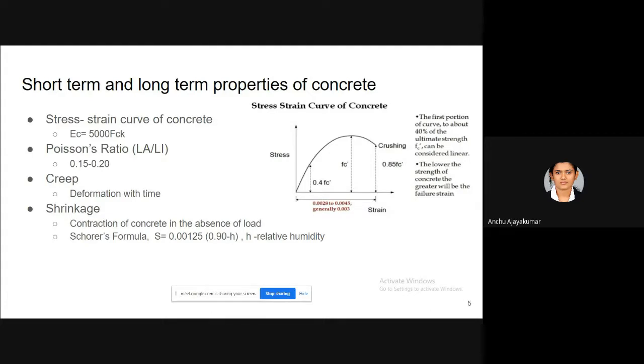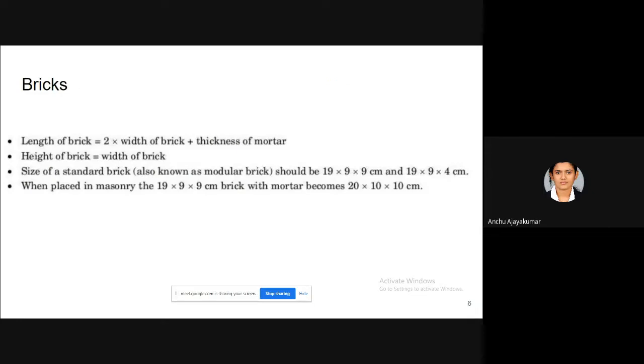It can be found out using the formula S = 0.00125 × (0.90 − H), where H is the relative humidity. In GATE, the calculation is asked as a 1 mark question, I think. So that's it from the concrete side.